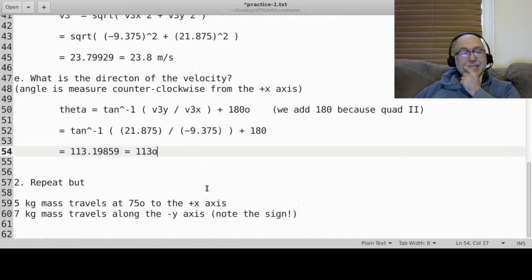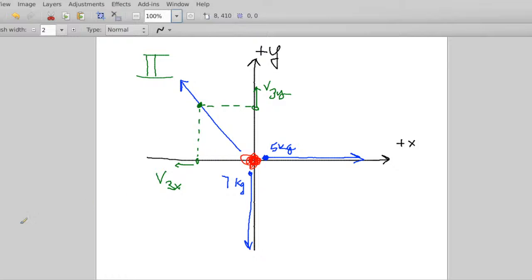Again, does that make sense? Let's take a look at the diagram once more. What this is saying is that this angle in here is 113 degrees. And yes, it makes sense. If it were less than 90, it'd be wrong. If it were greater than 180, it would definitely be wrong. It turns out to be 113 degrees, and it kind of makes sense. It's actually closer to the y-axis than it is to the negative x-axis.